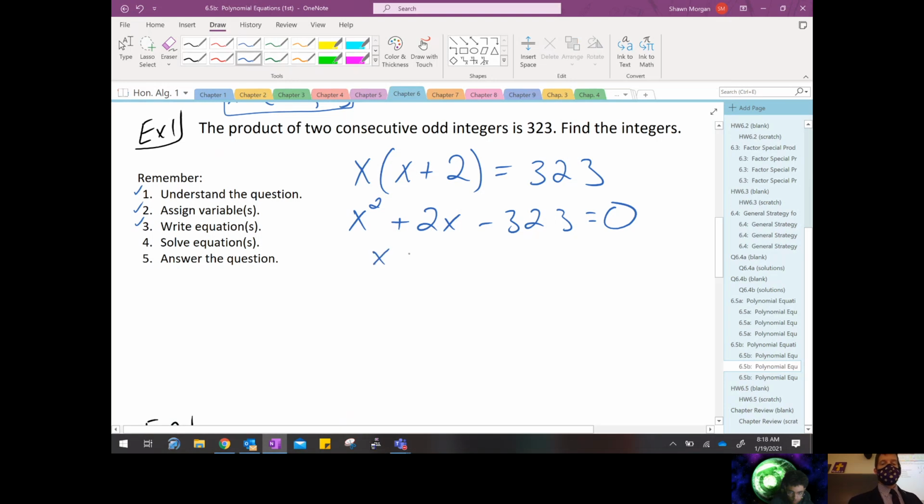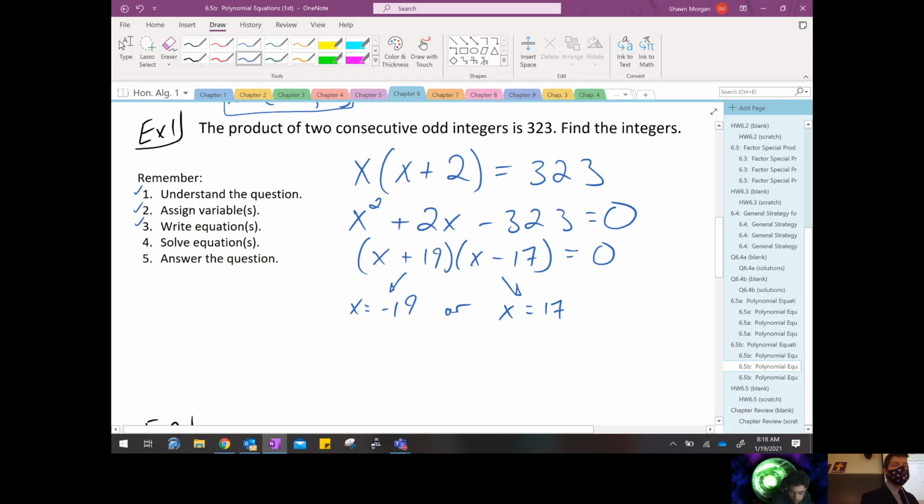17 and 19, and you guys said we want a positive 19 and a negative 17. All right, so x equals what? Negative 19. Remember, it's backwards. It's the opposite of what we think there. So there are our two integers.